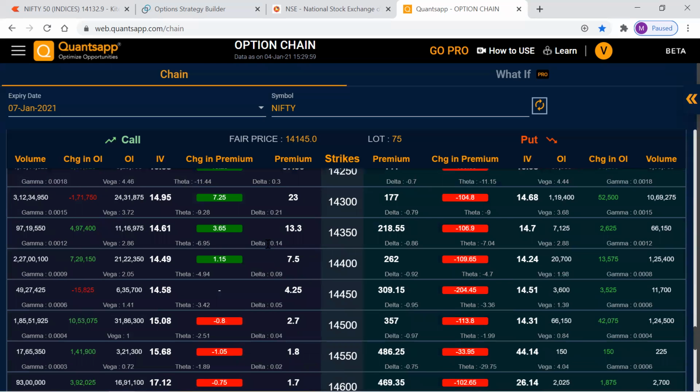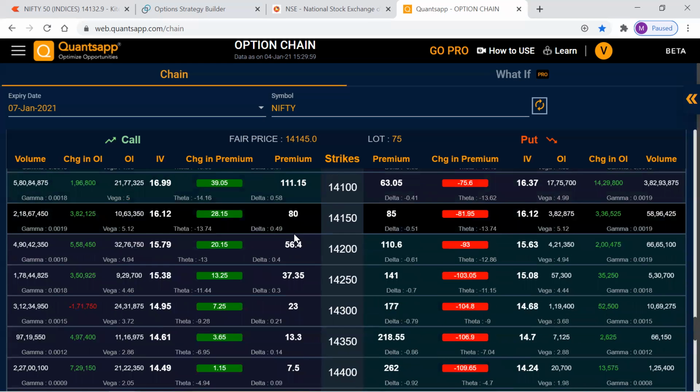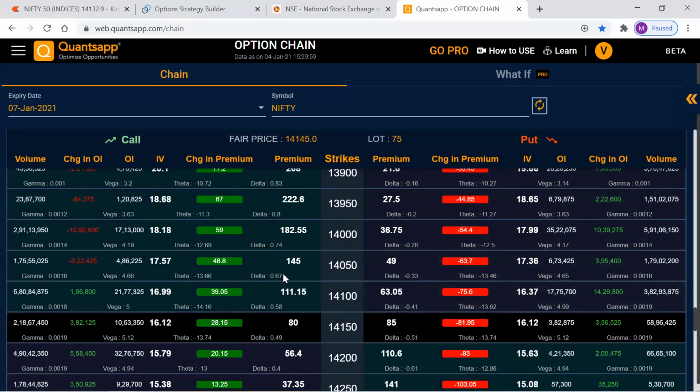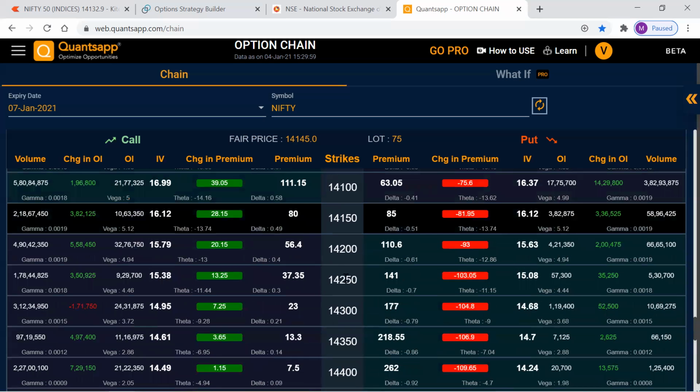Let's look at this delta. It's 0.14. So if Nifty moves 100 points, then this strike price will move only 14 points. Let's look at this example, 0.67. If Nifty moves 100 points, then this premium, which is 145, will move 67 points because delta is 0.67. Let's look at this example. If Nifty moves 100 points, then this premium, which is 56.4, will move 40 points because delta is 0.40.